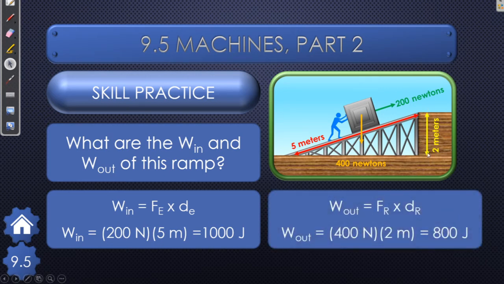Now the work output is equal to the resistance force times the resistance distance, which is 400 newtons times 2 meters, or 800 joules. Again, we see that the work output is less than the work input. What happened to those missing 200 joules? They turned into heat because of friction. As the box slid up the ramp, the bottom of the box and the top of the ramp got hotter because of the box scraping against the ramp, and that's where the missing 200 joules went. The work output should always be less than the work input in a real machine because of things like friction stealing energy and mechanical advantage away.